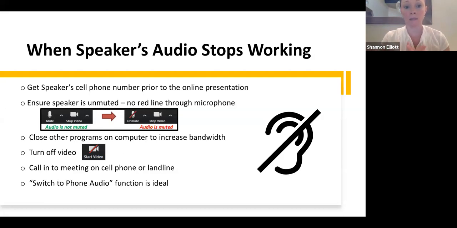But what I'm going to train you on right now is how to switch to phone audio, which is what we actually did with Cynthia. And that's the ideal option, and I'll show you why.